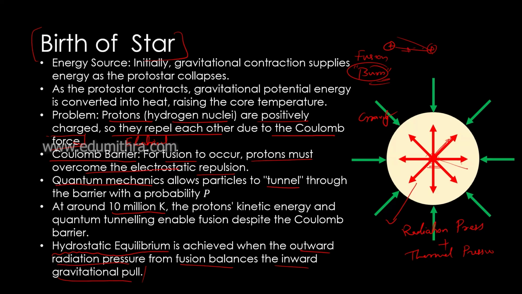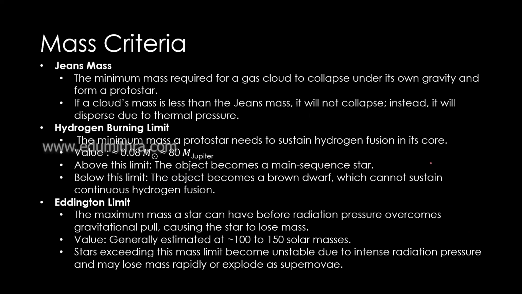That is why sometimes the star may expand due to high pressure, then go back to the older size. That kind of oscillation, expanding and contracting, may happen for a star, but even in that case it is in equilibrium, or balanced. Now there are some mass criteria for the birth of a star and for the size of a star.